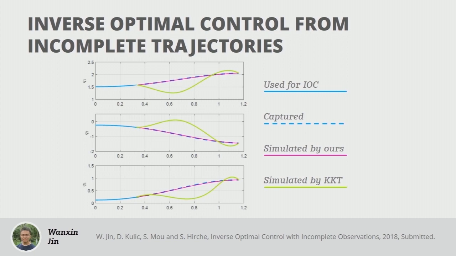So in collaboration with Sandra Hirche's group at the Technical University of Munich, we've been developing a methodology to extract the model of the controller from incomplete trajectories. What I'm showing here in this graph to the right is human movement data during a rehabilitation exercise, showing three joints. This is a lower body exercise: the hip, the knee, and the ankle. The dashed lines are the actual measured motion data. The solid blue line is the part of the trajectory that we use for the inverse optimal control.